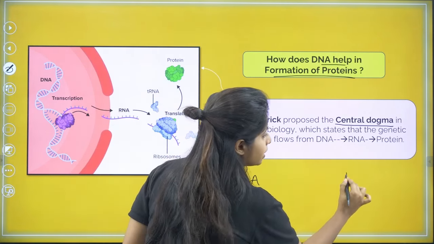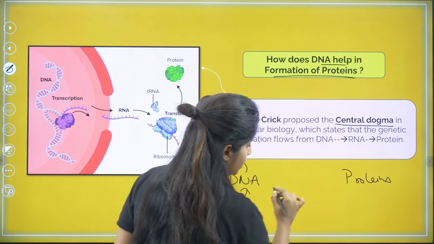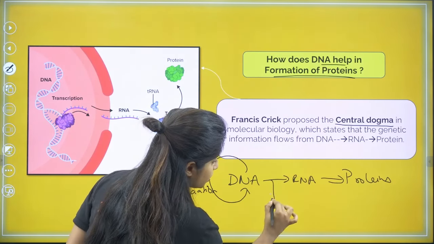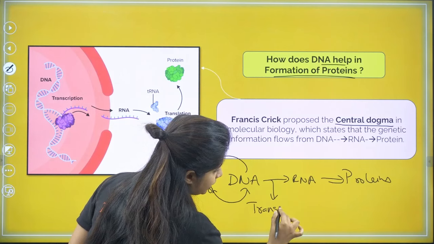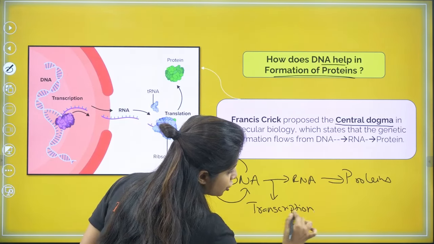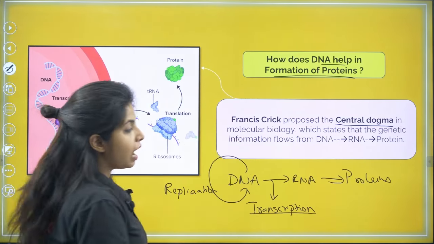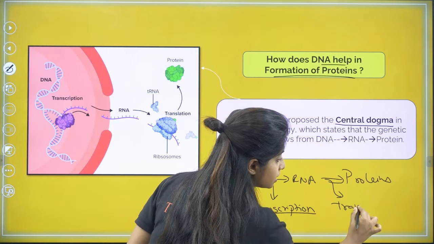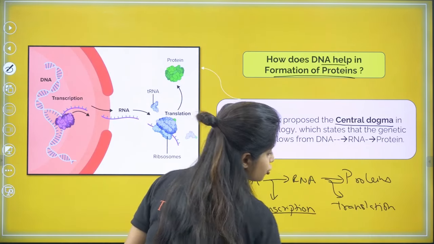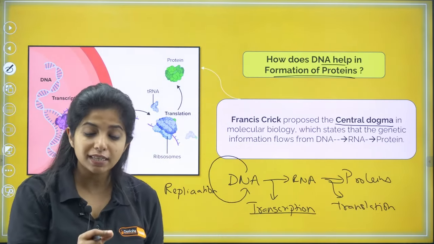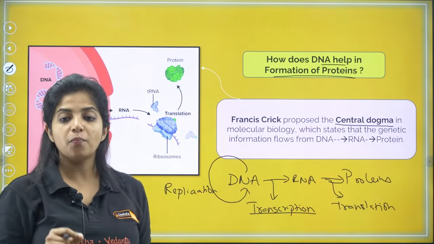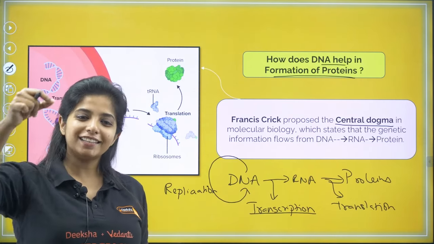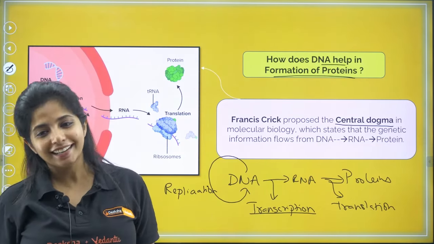For the DNA to form proteins, in between you need to form RNA, and this process is known as transcription. And then the RNA transfers this information to form the protein, and this is known as translation. This was given by Francis Crick. Central dogma was proposed by Francis Crick. Double helix structure was given by both Watson and Crick.